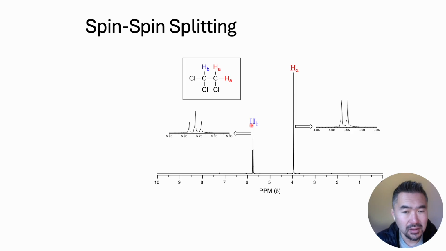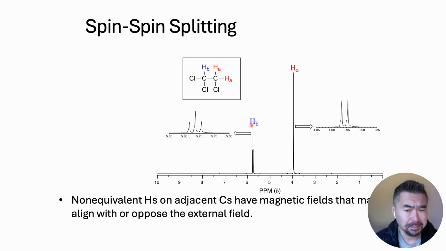Now, if you zoom in close, you'll find out that both of these signals are going to be split in different ways. The very common confusion that I see is that students think this splitting pattern has to do with how many protons that specific signal contains. Now, this HB signal corresponding with that in the structure is split into three peaklets. That doesn't mean that this peak corresponds with three protons. That's not what this means. This signal is split into three peaklets because of the surrounding influences.